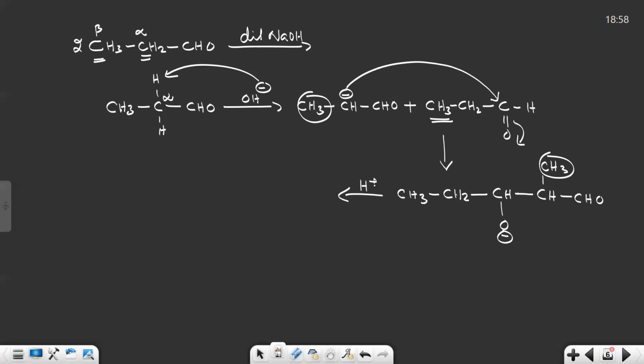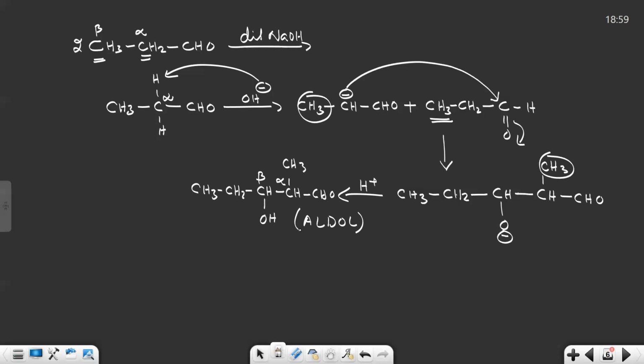Okay. Now O has a minus charge, so it abstracts one proton from the reaction mixture. You will get CH3, CH2, then CHOH, CH, CH3, CHO. So here you can see that this is the alpha carbon and this one is beta. So it is a beta hydroxy aldehyde. So this is an aldol. Aldol is a general term for compounds that contain a hydroxy group on the beta carbon of an aldehyde. So this one is a beta hydroxy aldehyde.